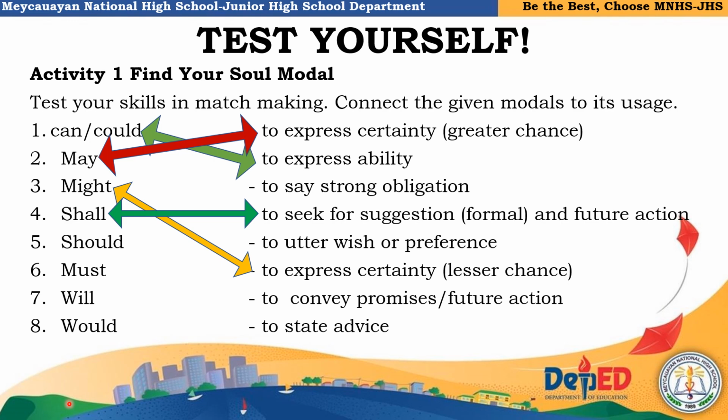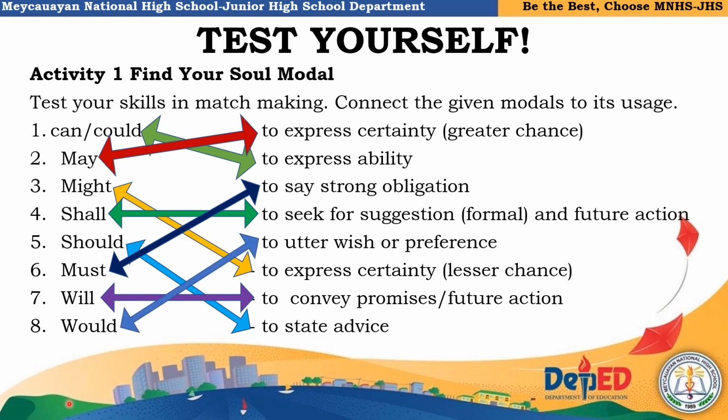Number 5, should: to state advice. Number 6, must: to say strong obligation or urgency. How about modal will? It is used to convey promises or future action. And last, number 8, obviously, would is for uttering wish or preferences. I hope that you got an almost correct or perfect score. Let's have another activity.